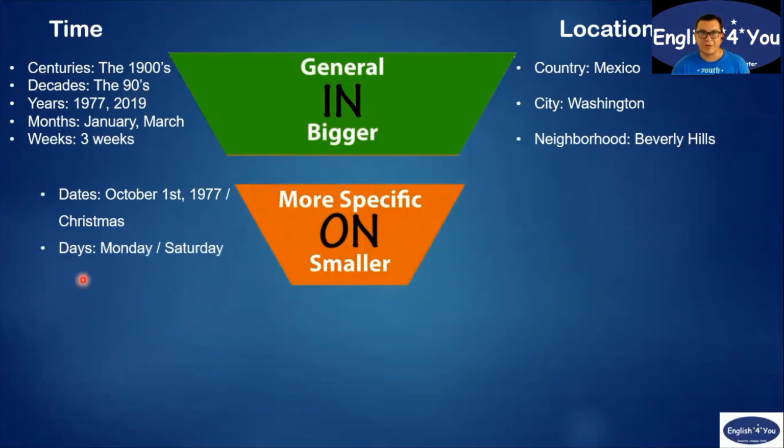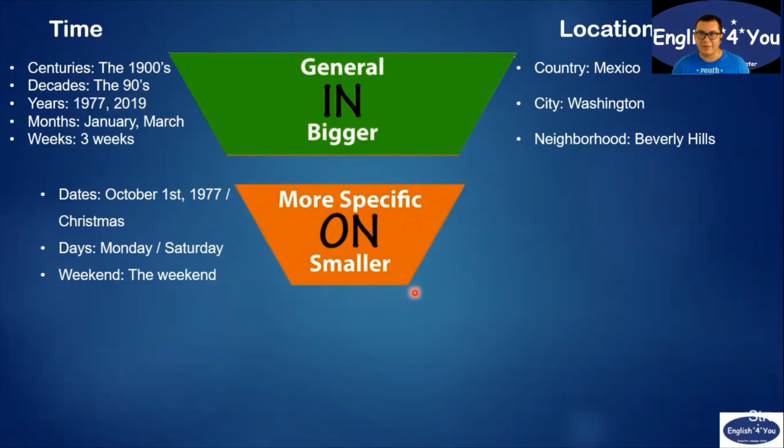Also, when we want to talk about days, remember, we're going to use in for month. We're going to use the preposition on for days. On Monday, on Saturday, on Tuesday, on Sunday. And also, when we want to talk about the weekend, for example, on the weekend. Remember, the weekend is Saturday and Sunday.